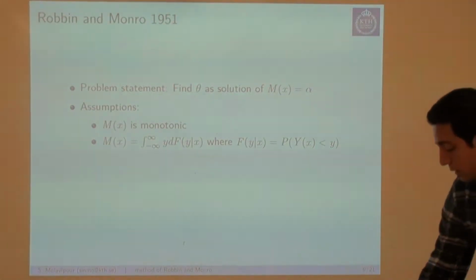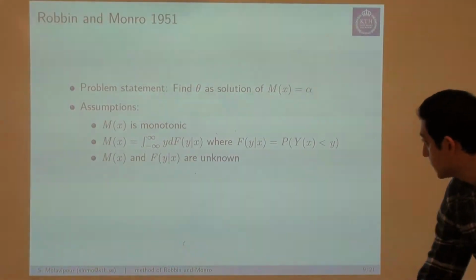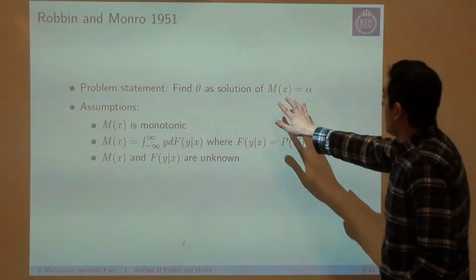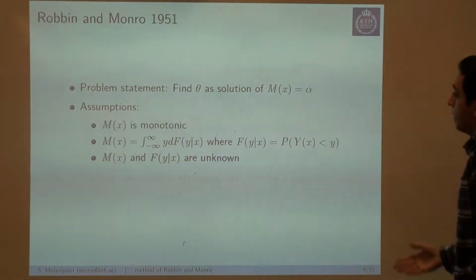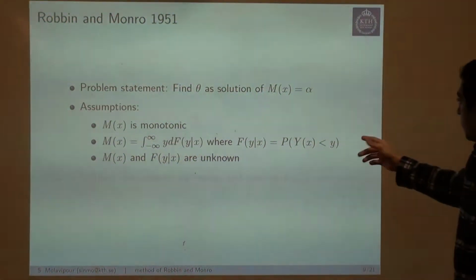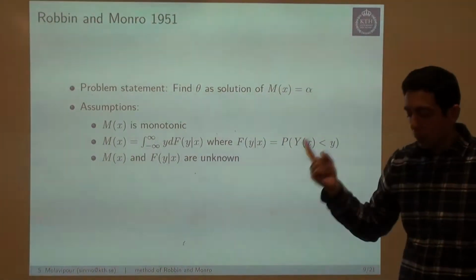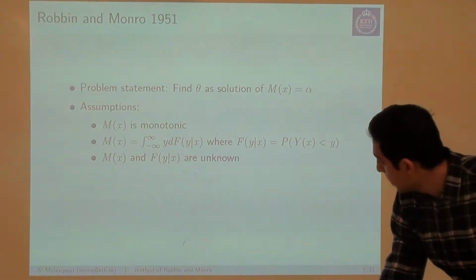But the thing is that f is unknown to us, so we don't have the function m, and we don't have the distribution f. With all we have, we want to find the solution for x, and we want to do this iterative algorithm.